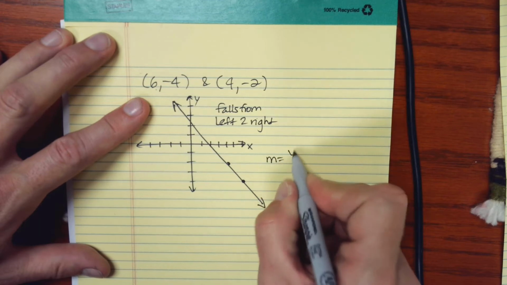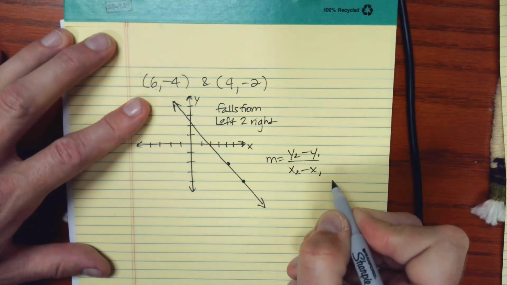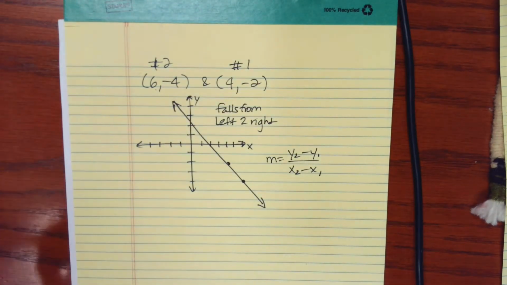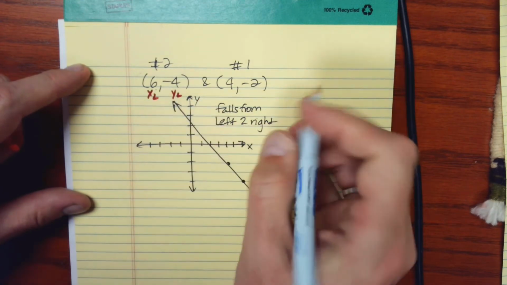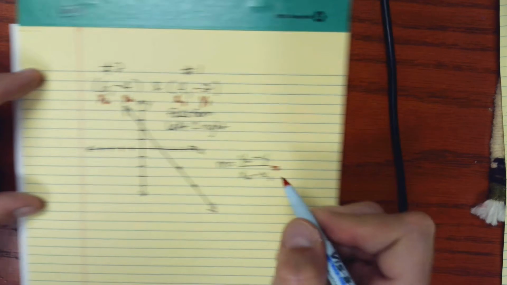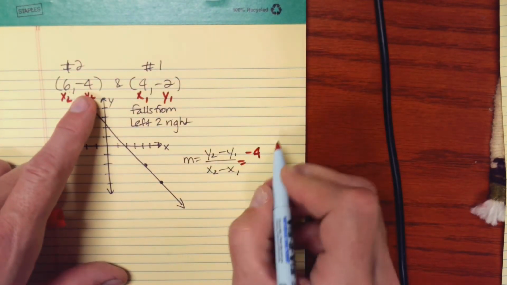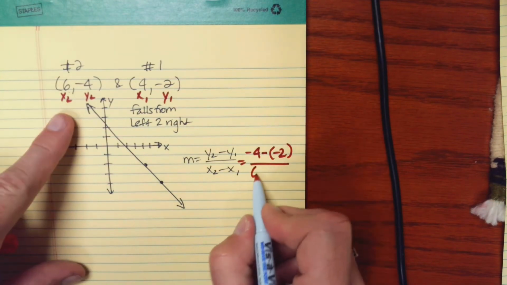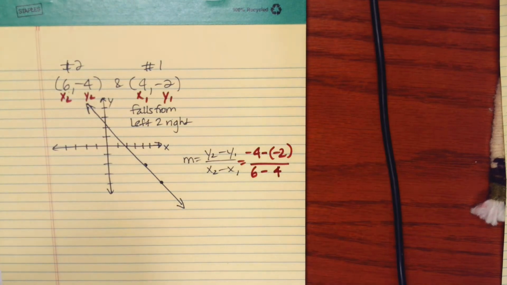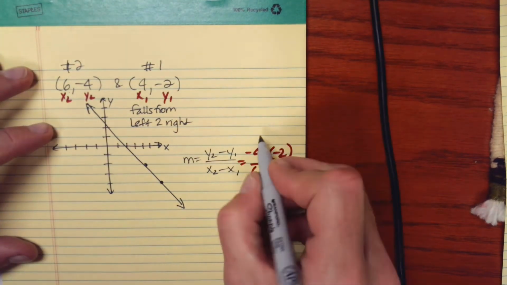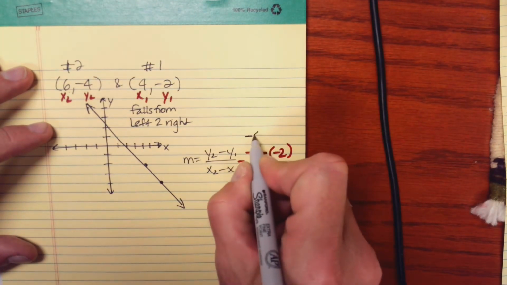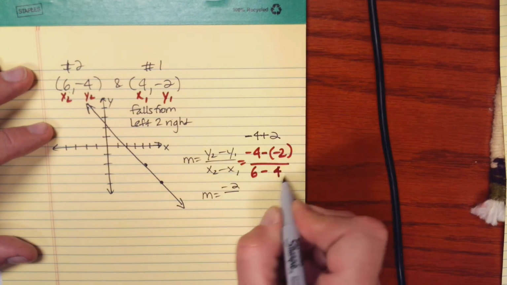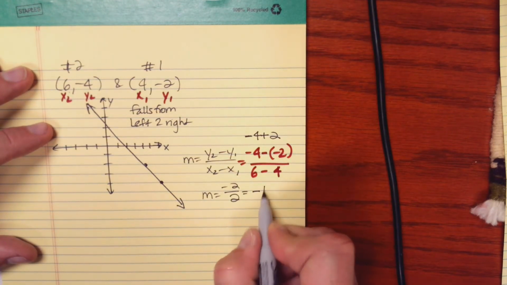So let's use our formula, y2 minus y1 over x2 minus x1. And this time I'm going to call this point number 2 and this point number 1. So this would be my y2, and this is my x2, and this is my y1 and my x1. So plugging in those values, y2 is -4, and I'm subtracting y1, which is -2, and for my x values, I have 6 minus 4. So let's simplify this. -4 minus -2 is the same thing as -4 plus 2, which is -2. So the slope here is -2 over 6 minus 4, which is +2. So this has a slope of -1.